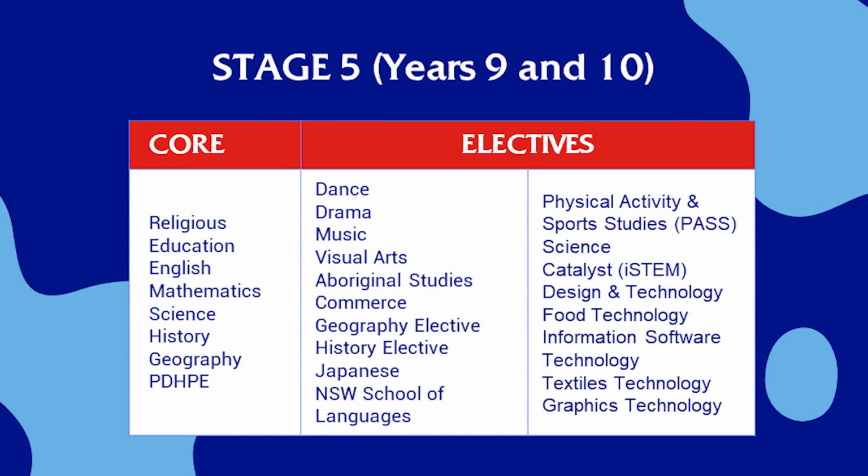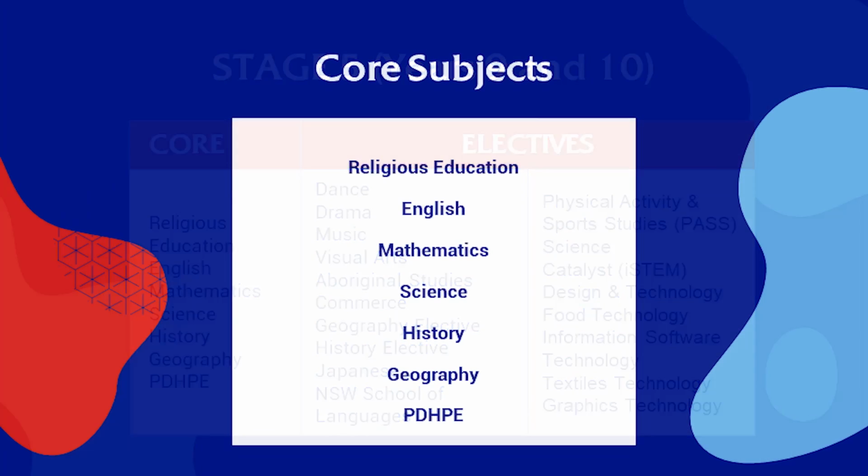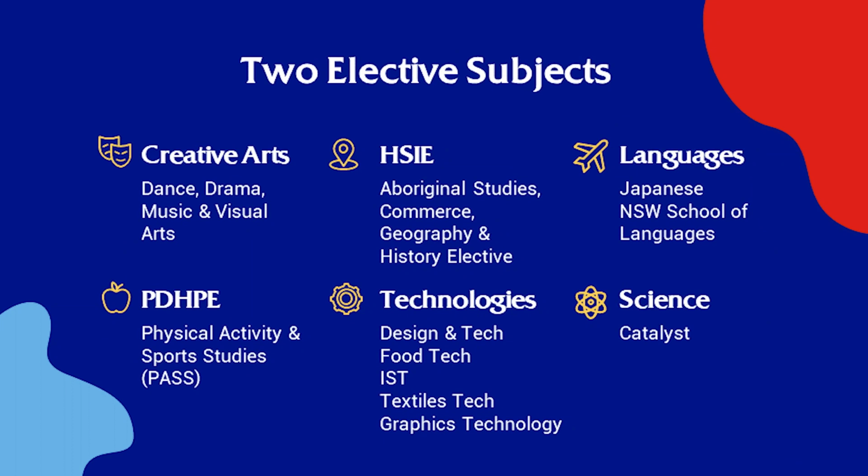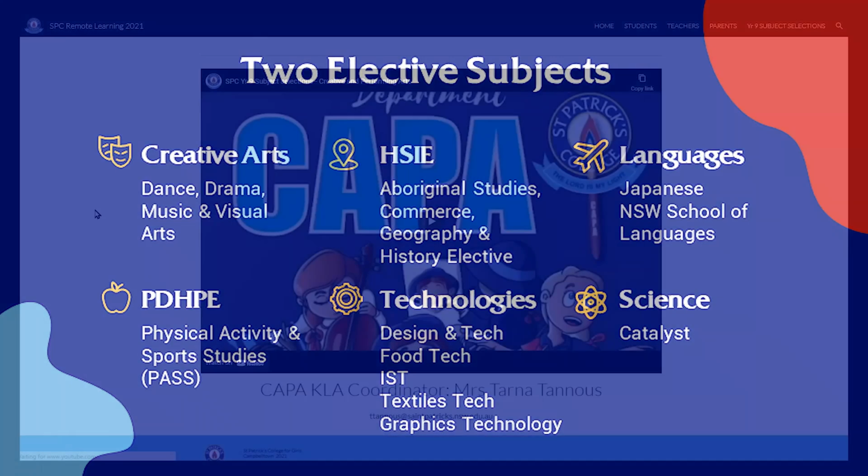In Stage 5, we have a curriculum that is made up of core and elective subjects. All students must study the following core subjects, which include compulsory components of the ROSA. The core subjects are religious education, English, mathematics, science, history, geography, and PDHPE. As well, students select 2 elective courses. Each course runs for 2 years or 200 hours. So the elective subjects students select this week will be subjects they study in Year 9 and in Year 10.